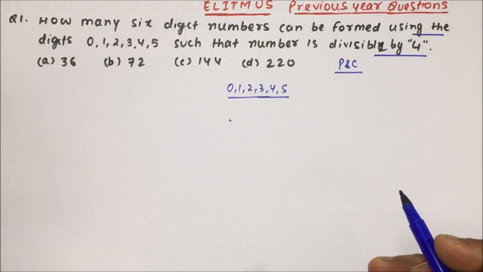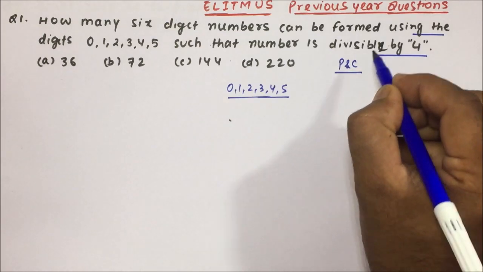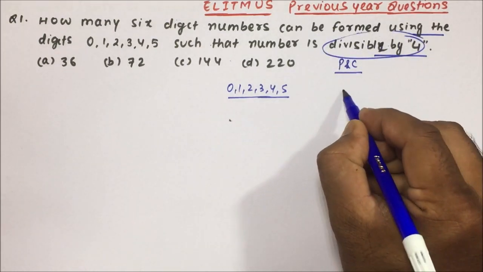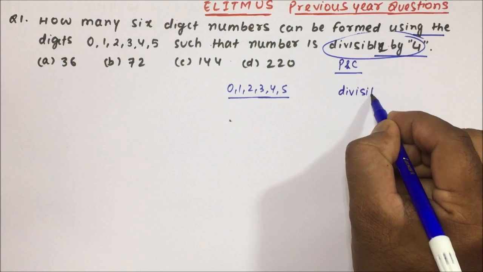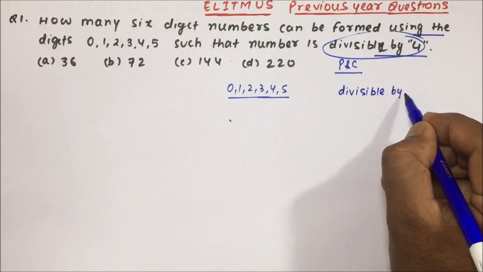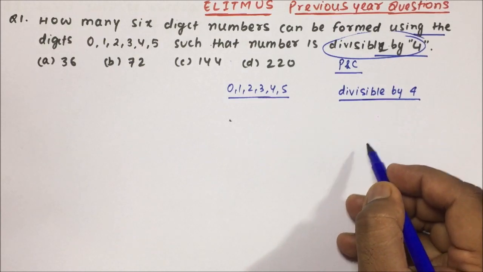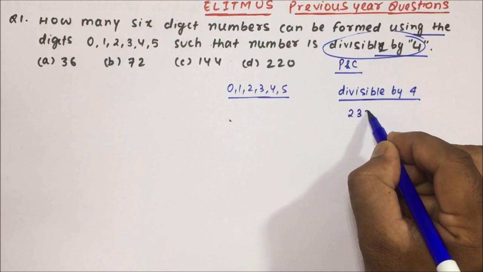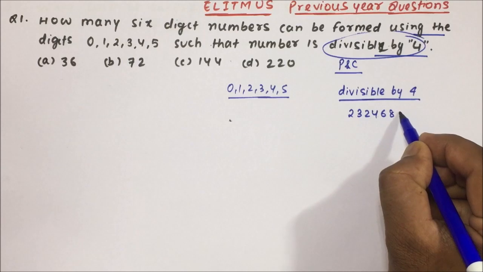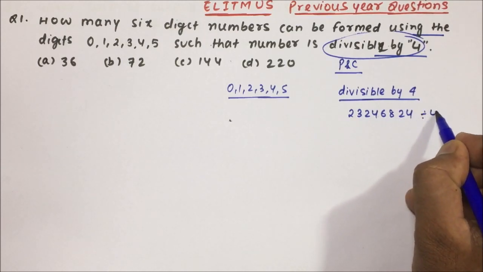You have to be a little careful. If any number is divisible by 4, this kind of question will be asked mainly in the placement exam. So friends, what is the divisibility rule of 4? The last two digits should be divisible by 4. If I ask you 2, 3, 2, 4, 6, 8, 2, 4, is this number divisible by 4 or not?